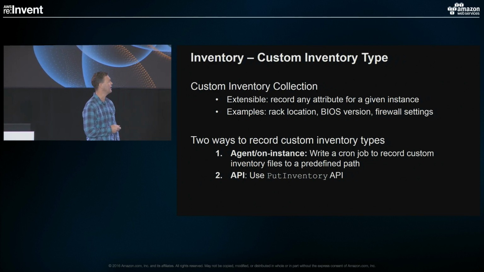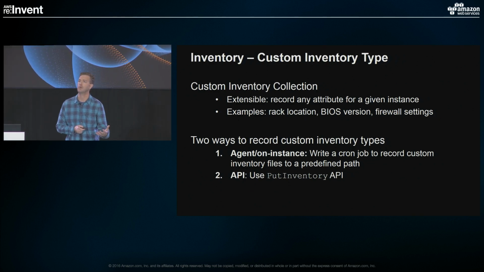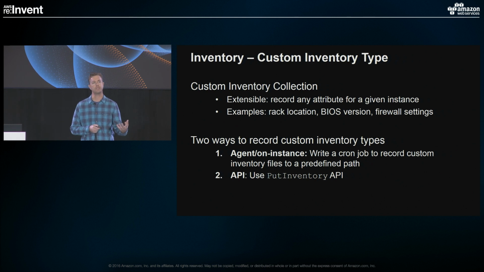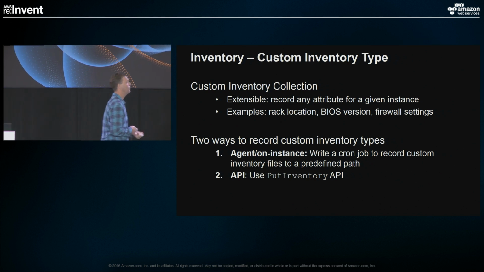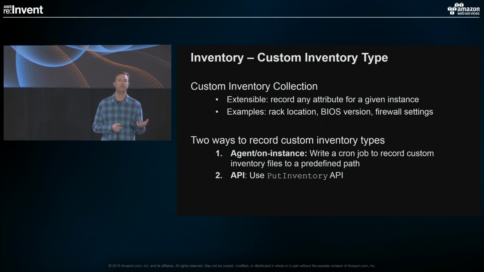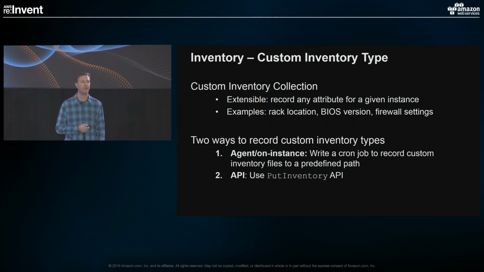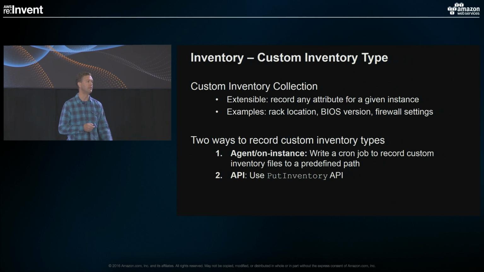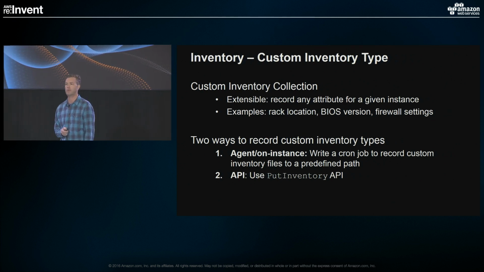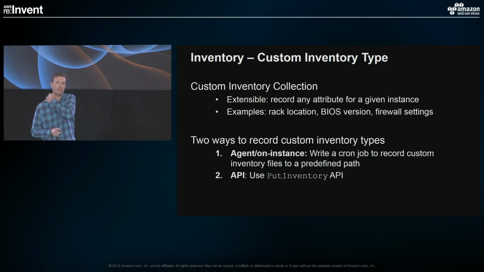And again, when it comes to custom inventory, you can record whatever you want, whether these are attributes on the instance that you would like to extract, things like BIOS or firewall settings, or things that you've been maintaining in a spreadsheet. So for example, if you have on-premise instances and you've been maintaining rack location or in-service data or whatever, you can also push those to the inventory store.